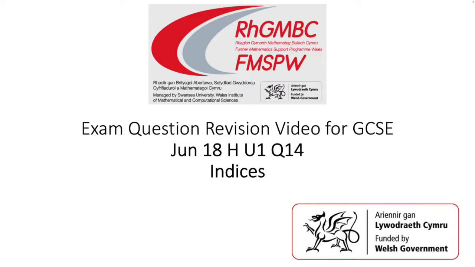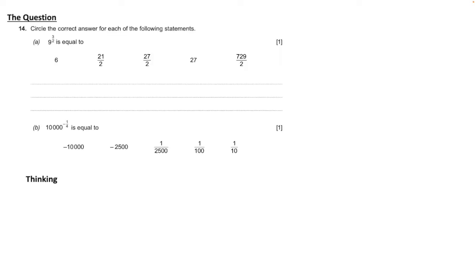Exam question revision video for GCSE indices. So let's have a look at the question. We've got 9 to the power of 3 over 2 and we need the answer, and 10,000 to the power of minus a quarter. So what are we thinking?